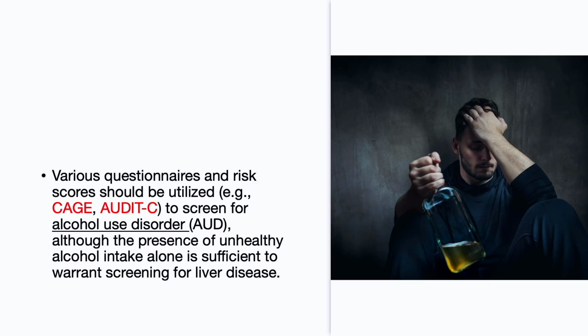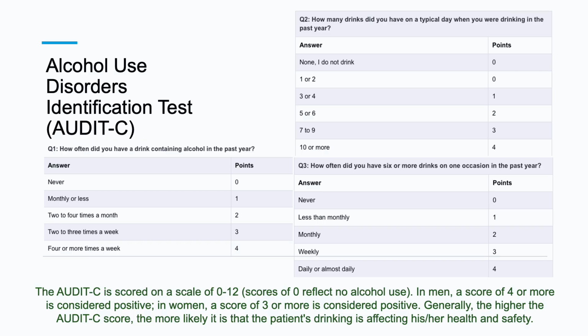Various questionnaires and risk scores should be utilized, such as CAGE and AUDIT-C, to screen for alcohol use disorder, although the presence of unhealthy alcohol intake alone is sufficient to warrant screening for liver disease. The Alcohol Use Disorders Identification Test, AUDIT-C, is an alcohol screen that can help identify patients who are hazardous drinkers or have active alcohol use disorders, including alcohol abuse and alcohol dependence.